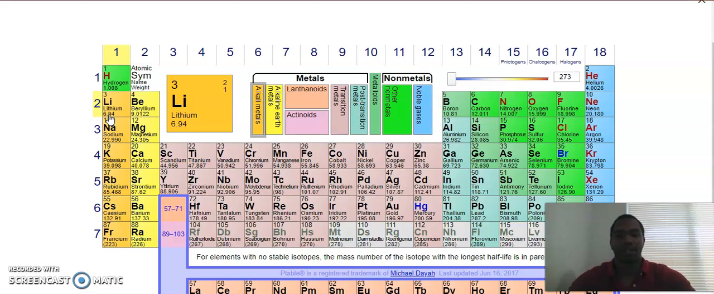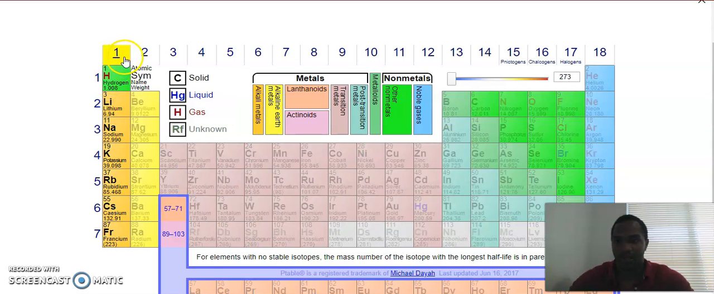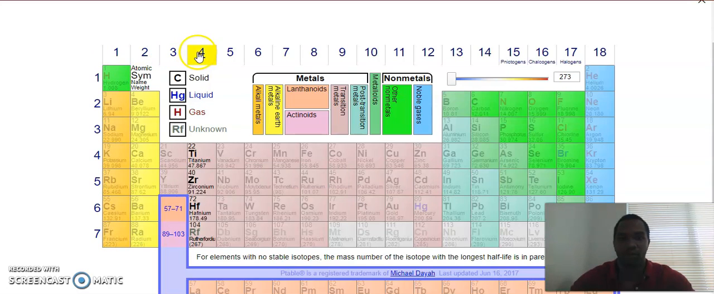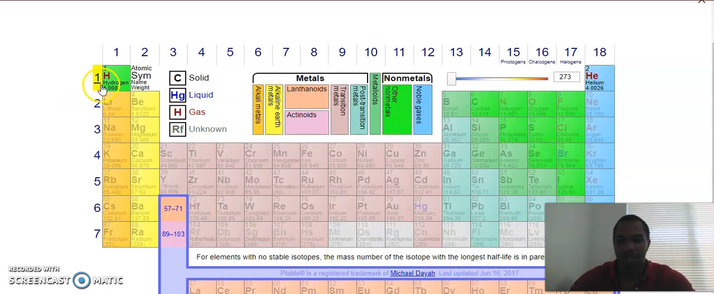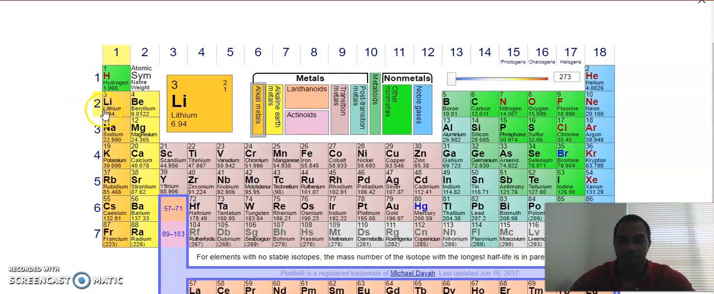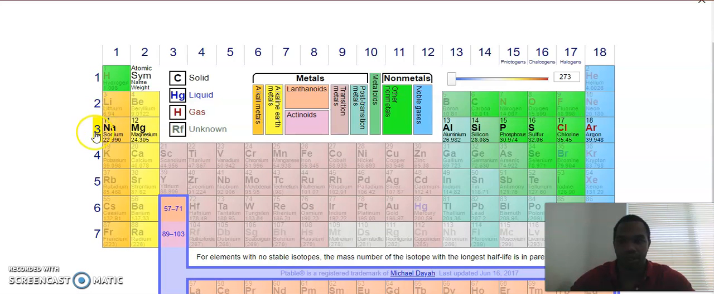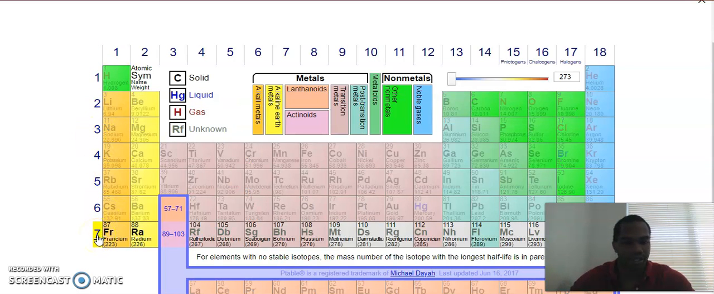The next thing we want to talk about is groups. The vertical columns of the periodic table are your groups. This is group 1, group 2, group 3, group 4, all the way to group 18. The horizontal rows are your periods. This is period 1, period 2, period 3, all the way to period 7.